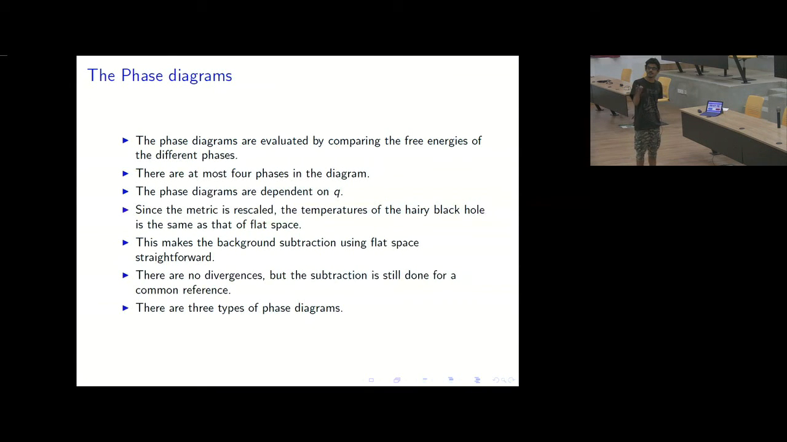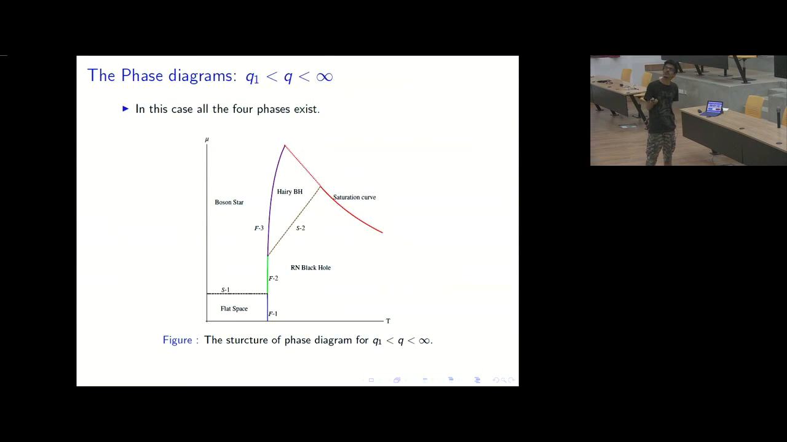And yeah, if we scan through the values of Q, we end up seeing that there are 3 different types of phase diagrams. The first type is where Q is less than infinity and greater than some cutoff value Q1. So here you can see that all 4 phases exist.